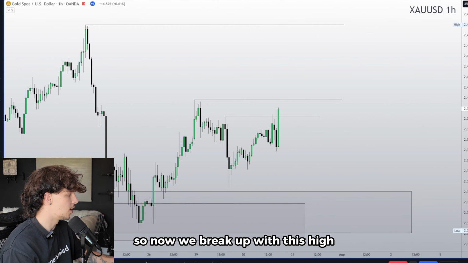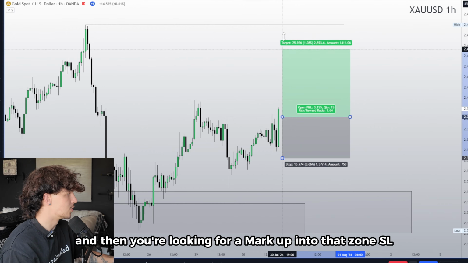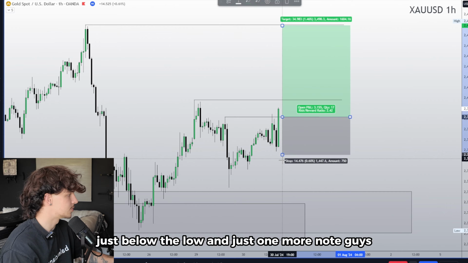So now we've broke above this high. You can buy stop this high, and then you're looking for a markup into that zone, SL just below the low.